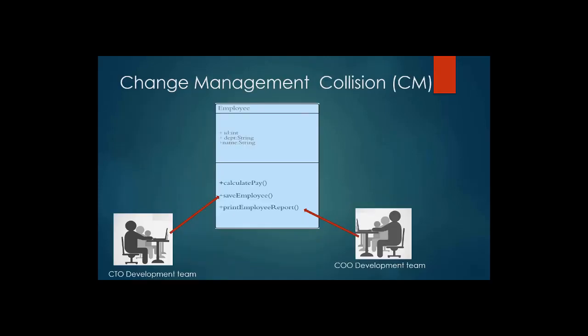So the first symptom is change management collision, or CM collision in short. What happens if 2 teams, say the CTO team and the COO team, want to make a change at the same time? Then you will have a CM collision. Because the CTO development team is going to make a change related to the save employee method, whereas the COO development team will be making changes related to the print employee report method. And if the 2 teams check in at the same time, you may get a CM collision. Now, agreed, there is a tool to handle this conflict, but it's nice to follow the single responsibility principle and have these methods in separate classes, so it is cleaner and more manageable and there is less conflict of code.